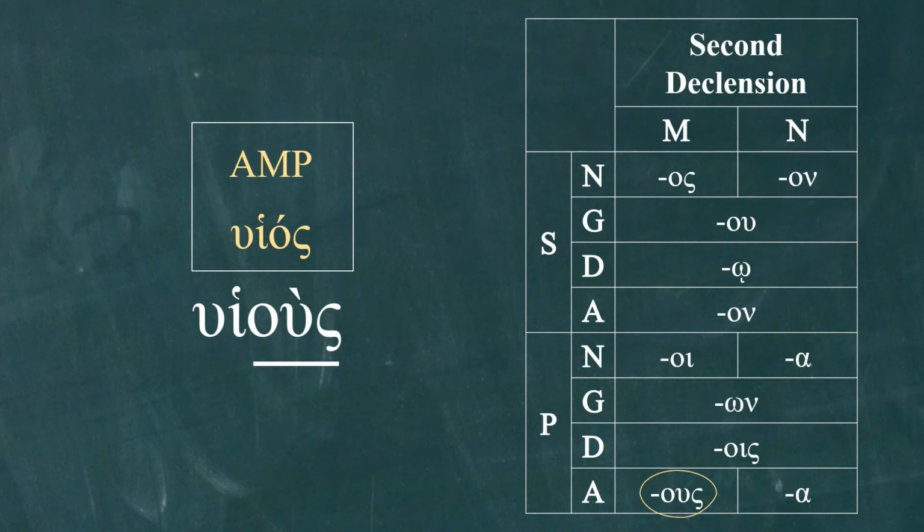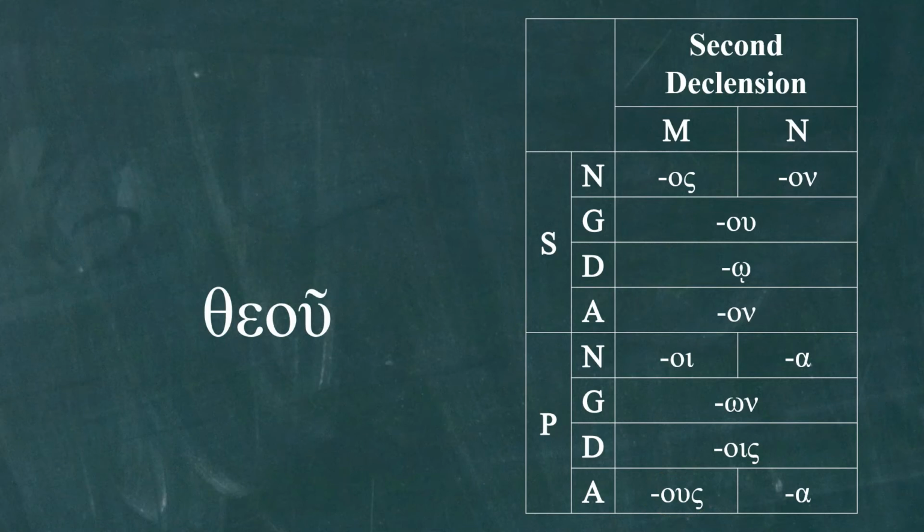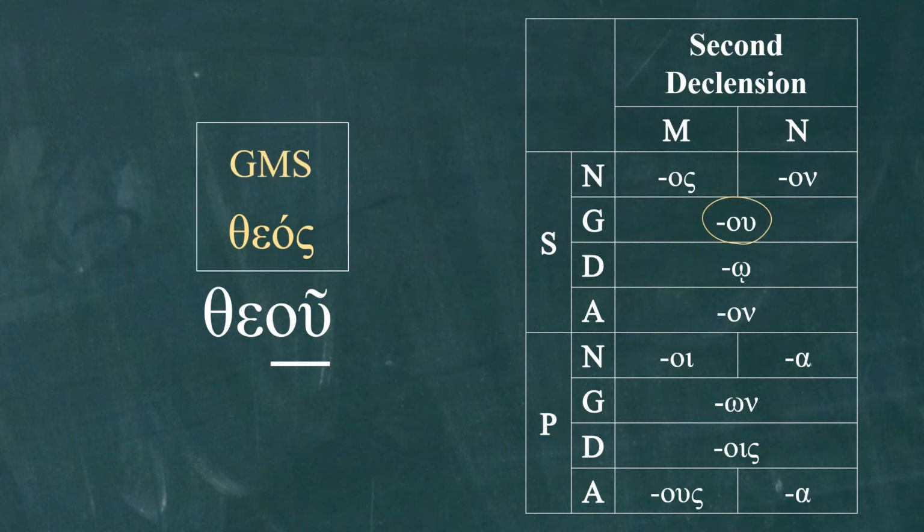Our next word is theou. First, you should recognize that this is a form of the masculine noun theos, which means God. Now take a look at the ending. As you see in the chart, this is the genitive singular ending. So our final answer is genitive masculine singular.